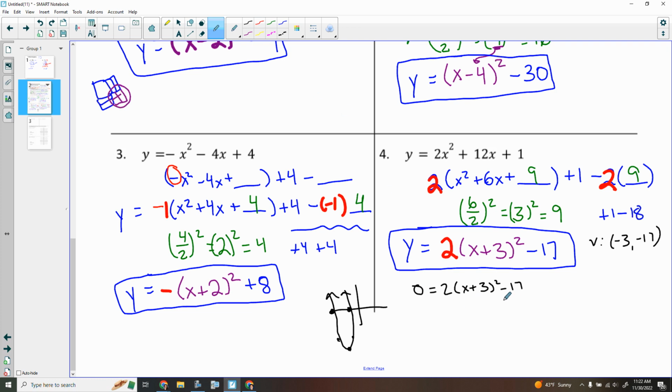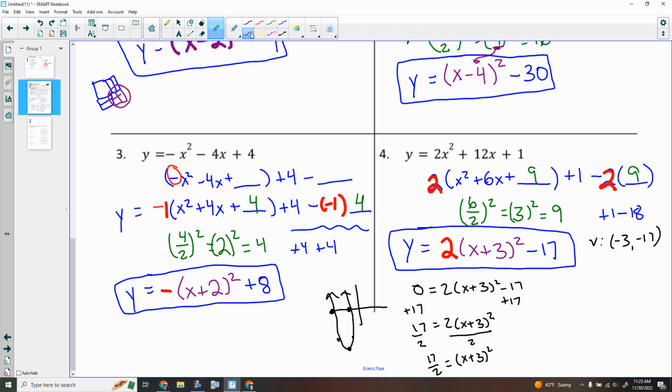I can get x by itself. I can add the 17 over. This may not look too pretty, but I'm left with 2 times the quantity x plus 3 squared. I need to get rid of this 2 over here, so I'm going to divide both sides by 2. So I have 17 over 2 equals the quantity x plus 3 squared.